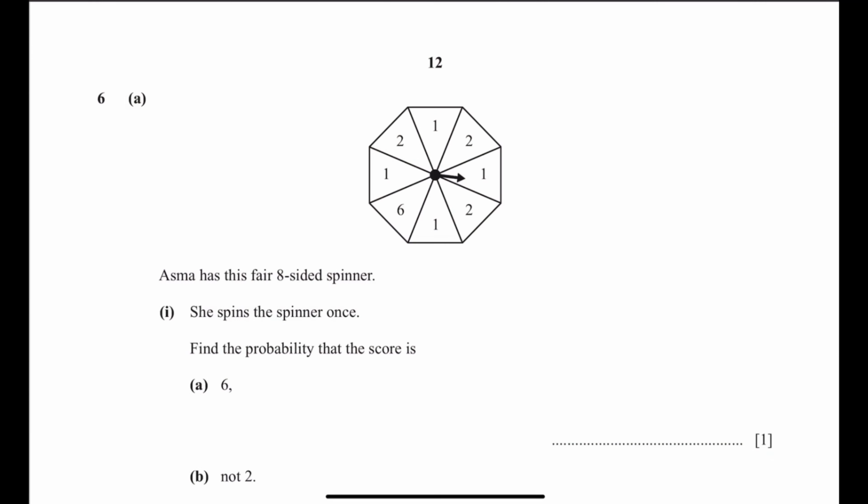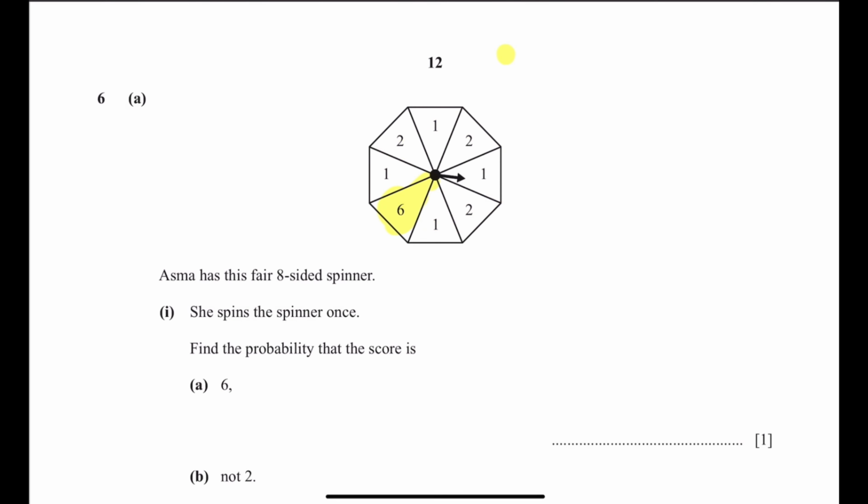This is question number 6. Asma has this fair 8-sided spinner. This is the spinner. There are 8 sides: 1, 2, 3, 4, 5, 6, 7, 8 sides. She spins the spinner once. Find the probability that the score is 6. This is the 6 given, and there is a total of 8.